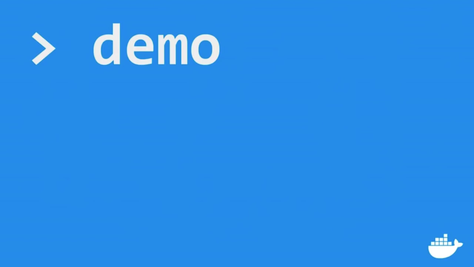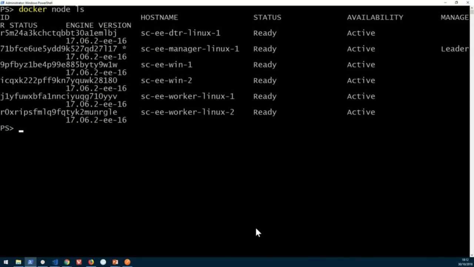Okay, so I'm connected here to a cluster of machines running up in the cloud. This is a cluster of machines running Docker up in Azure. If I do a docker node ls, this will list out all the nodes for me. That's all the components of my cluster, and you can see I've got a variety of machines here.